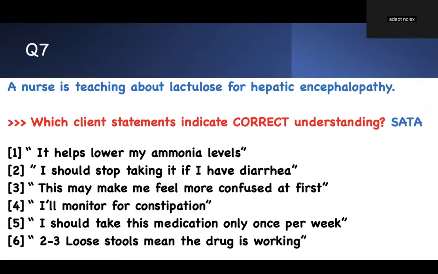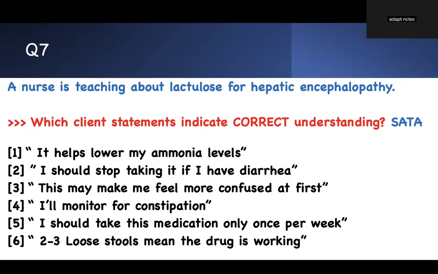And this is teaching about what? Lactulose for hepatic encephalopathy. This is one of the medications that you see in nursing school or NCLEX. Which client statement indicates correct understanding? That means understanding of lactulose. What are they saying? It helps lower my ammonia level. I should stop taking it if I have diarrhea. This may make me feel more confused at first. I will monitor for constipation. I should take this medication only once a week. 2 to 3 loose stools means the drug is working.